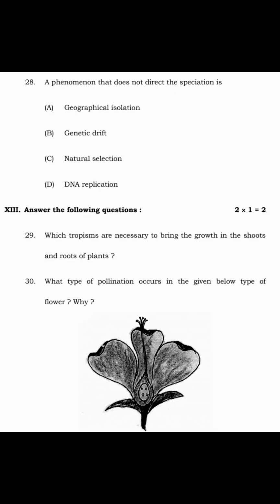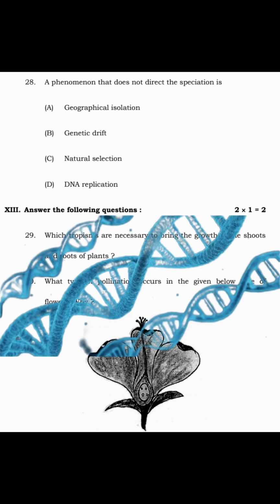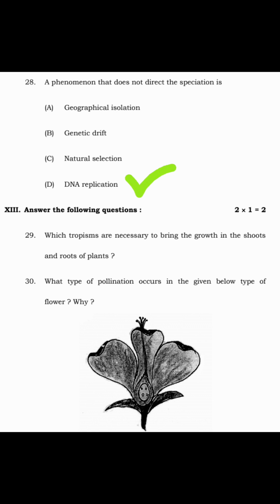28th question: a phenomenon that does not direct the speciation is, here geographical isolation, genetic drift, natural selection. All three are factors responsible for speciation, and DNA replication is not a factor responsible for speciation. So option D is the correct answer.